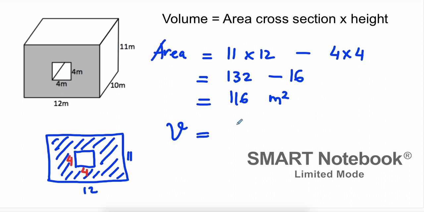and the volume of the prism will be the area of the cross-section multiplied by the length, which is the distance between one end and the next. And the final result is 1160 meters cubed.